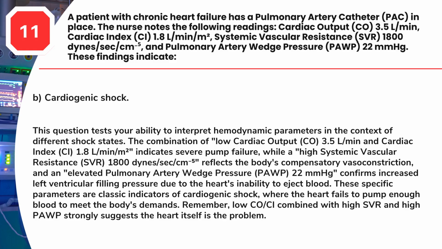These specific parameters are classic indicators of cardiogenic shock, where the heart fails to pump enough blood to meet the body's demands. Remember, low CO/CI combined with high SVR and high PAWP strongly suggests the heart itself is the problem.